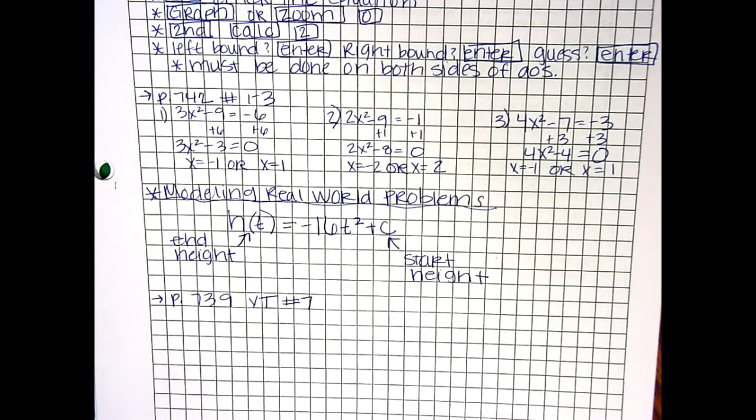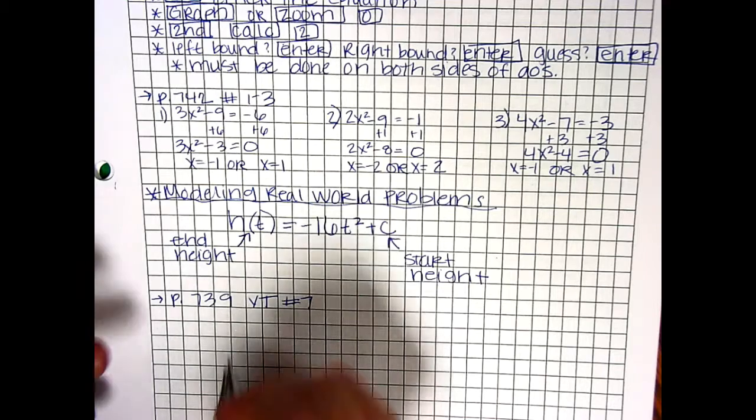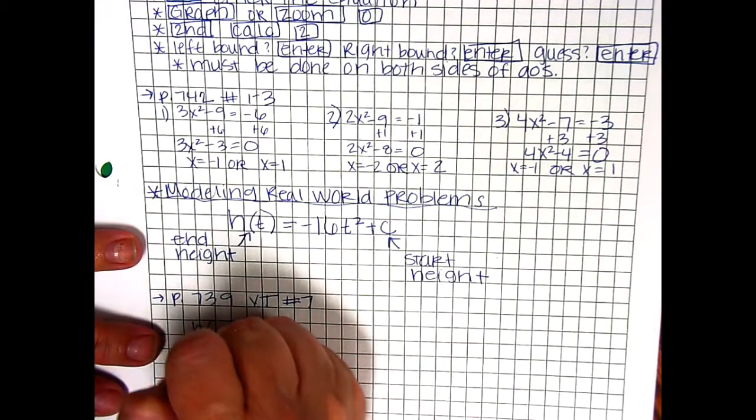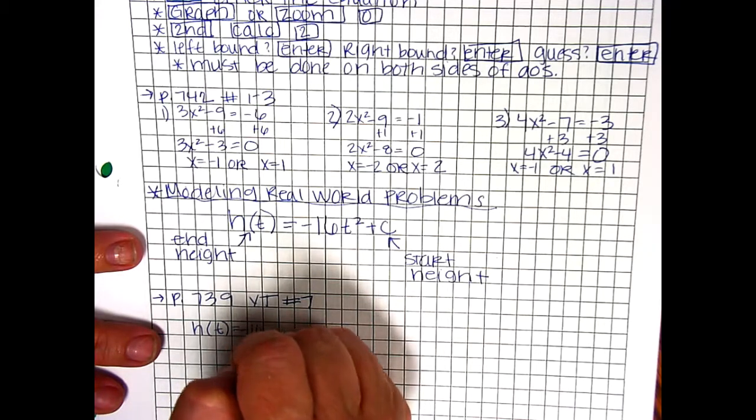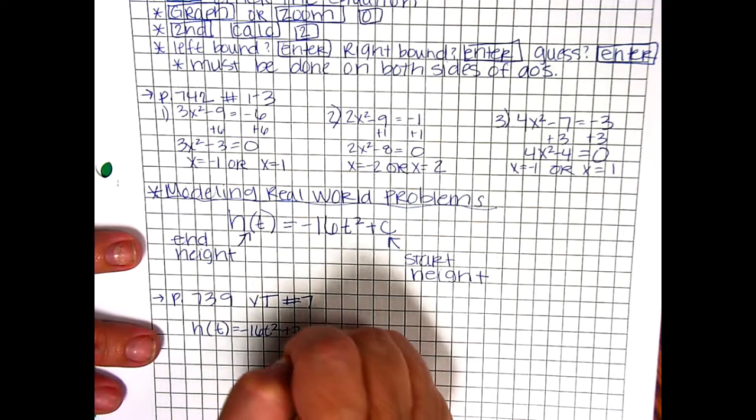Okay, the problem says an egg falls from a nest in a tree 25 feet off the ground. So that would be my start height, 25, and lands on a potted plant that is 20 feet below the nest, which makes my end height 5. The function h of t equals negative 16 t squared plus 25 gives the height in feet as the egg drops, where t represents time. When will the egg land on the plant? So they gave us h of t equals negative 16 t squared plus 25.